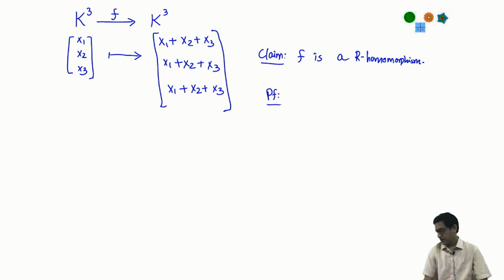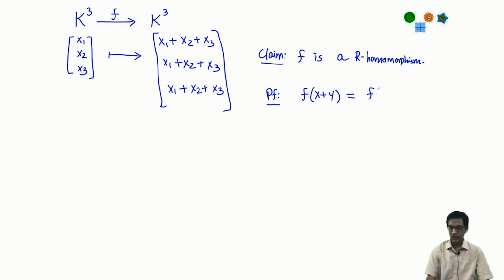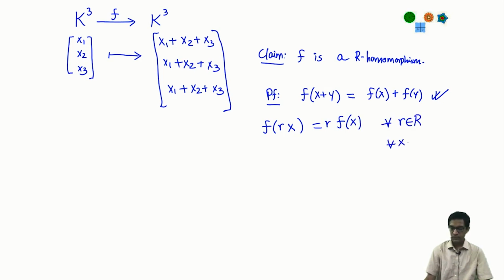Let's prove it. What do we need to do? We need to check that it satisfies the 2 axioms. The additivity is easy to check. If I take a sum of 2 vectors, then the answer will again be a sum. This is straightforward; I will leave it for you to check. But the key property we need to check is the compatibility under scalar multiplication, that I can pull the R out, for all x in K3.